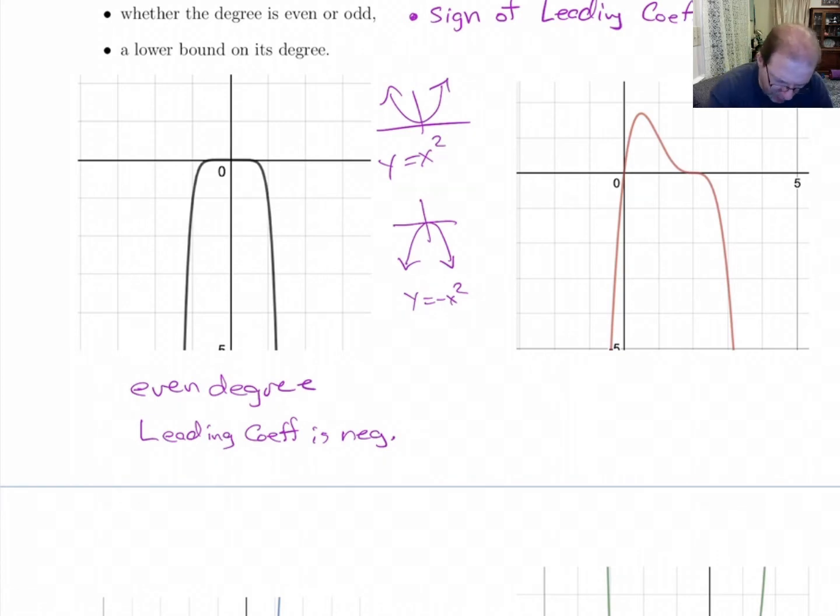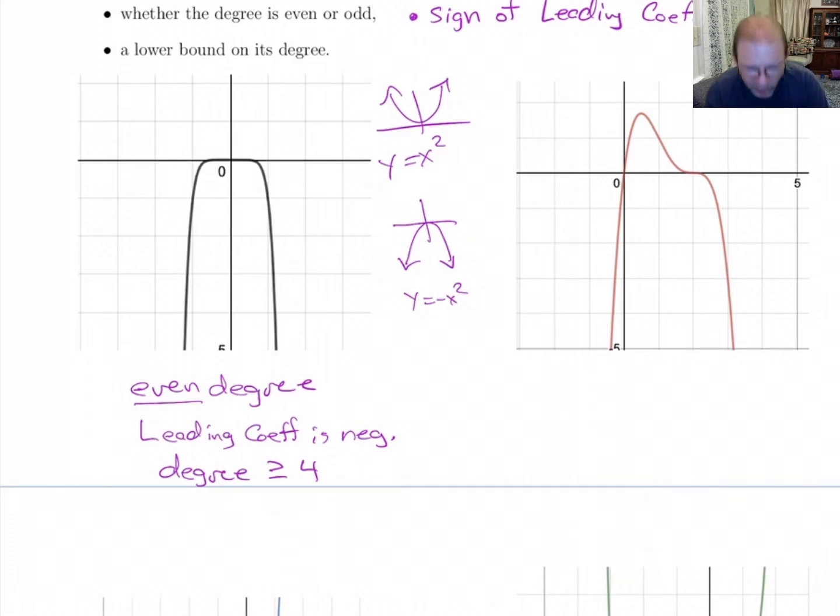Well, I think we can look at it and tell this is flatter than a parabola. Parabolas tend to look like that. So we know that, flatter than a parabola, even degree, the degree of this thing has to be greater than or equal to 4.